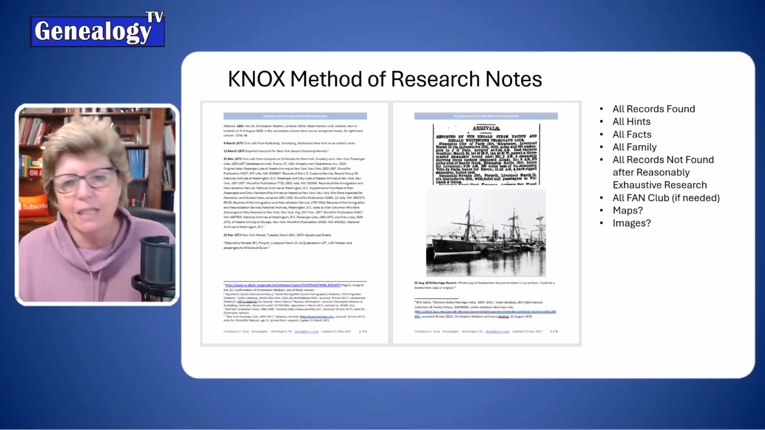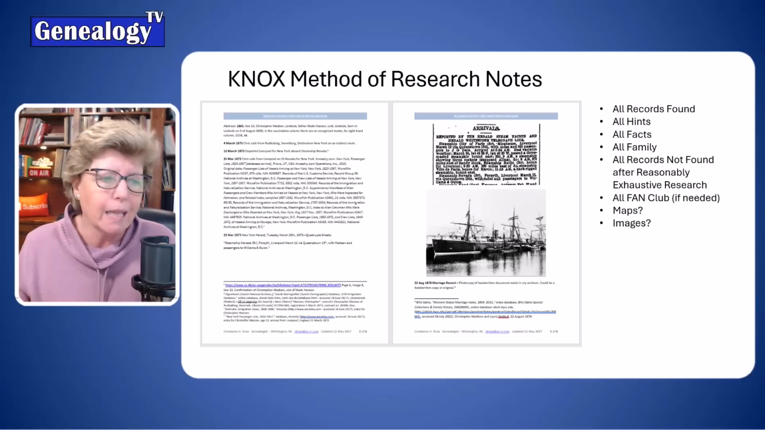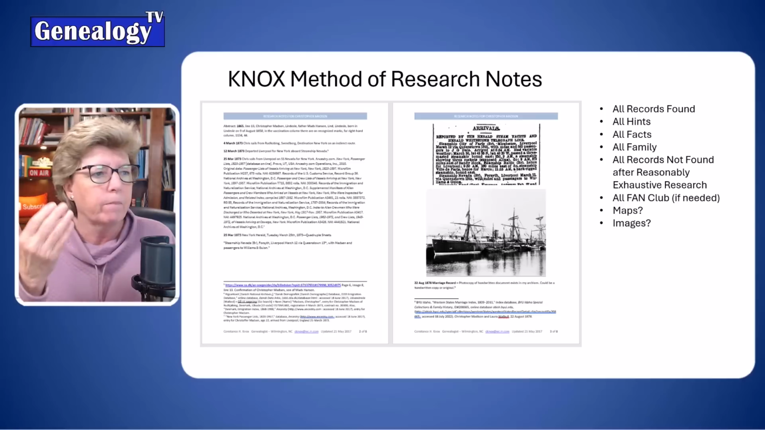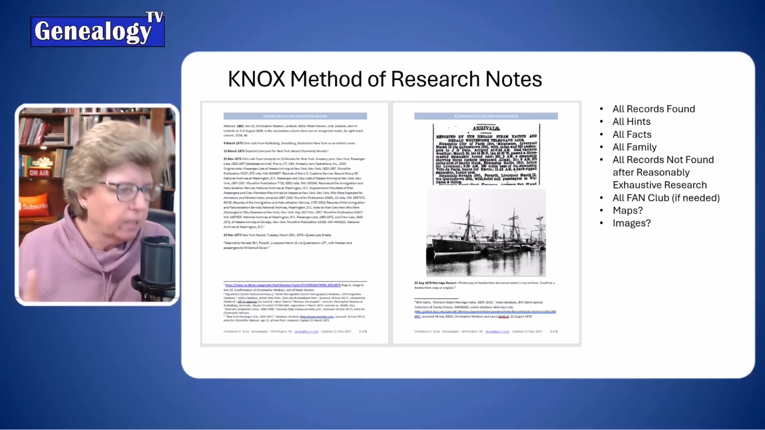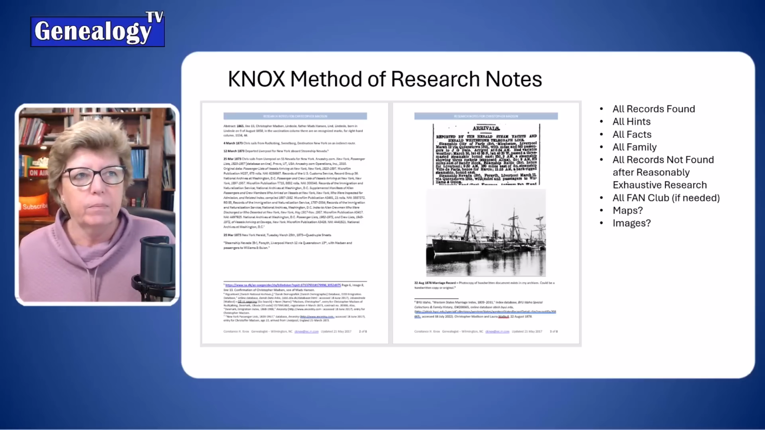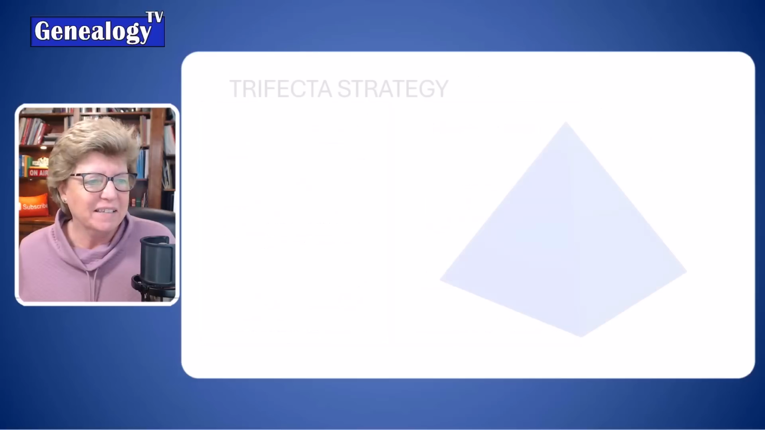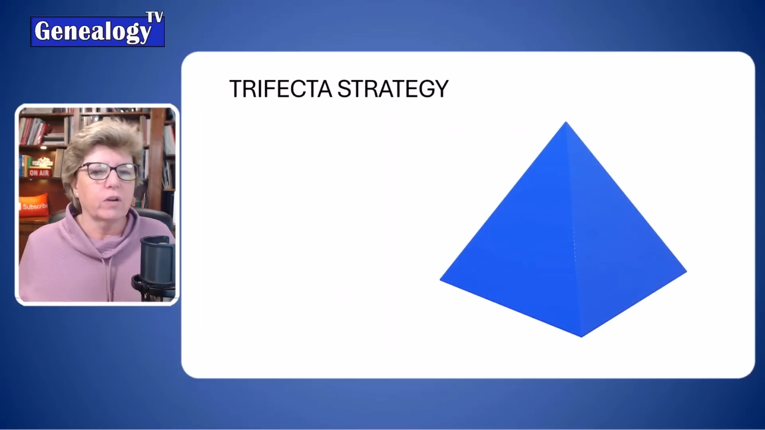I personally, especially if it looks cool, I like to put the images and maps in here, especially if it helps me with my research and tells the story. So in this case, I have an image of a ship because I thought it was fun. That's what genealogy is all about, right? All right, so let's talk about the trifecta strategy.